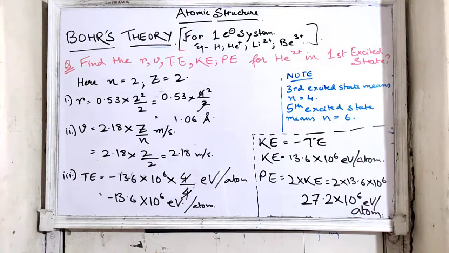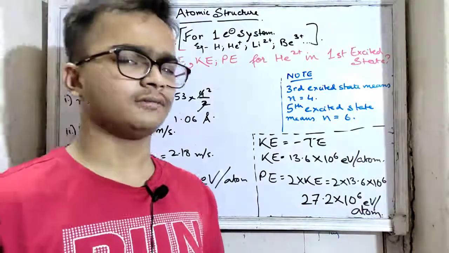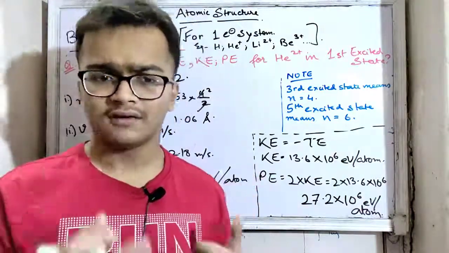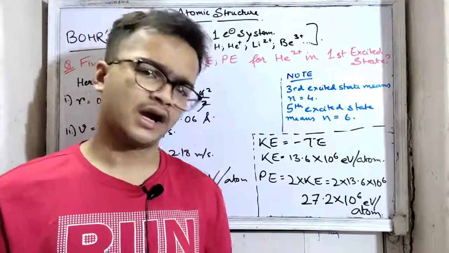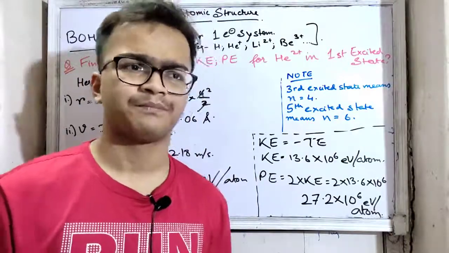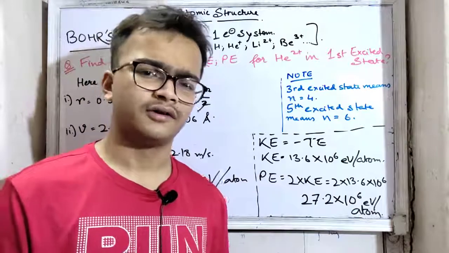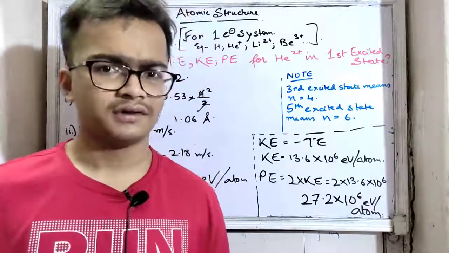Okay, so this was a numerical from the Bohr's atomic theory. So copy it. After this we will move to the hydrogen spectrum where we will learn about the Rydberg's formula, so copy it. I am coming.